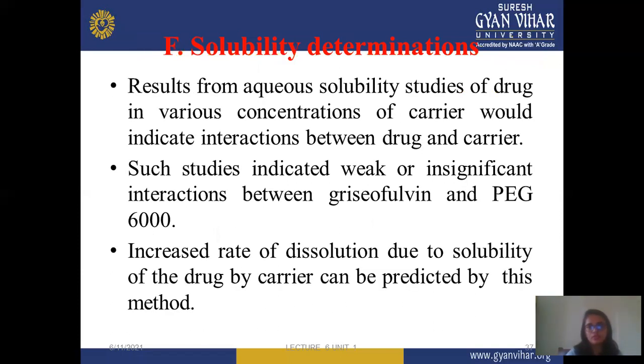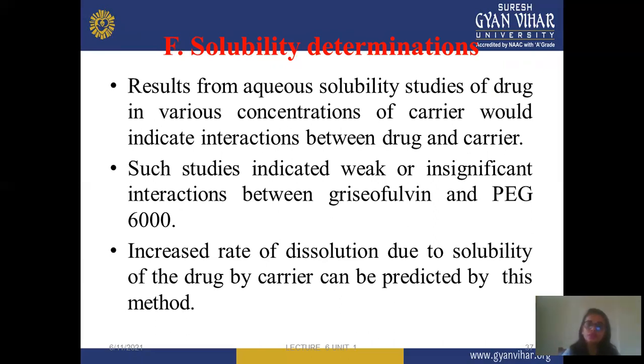Next is the solubility determination method. In solubility determination, results from the phase solubility study of a drug in various concentrations of carrier would indicate interaction between the drug and carrier. Such a study indicates weak and insignificant interaction, and the increased rate of dissolution due to solubility of the drug by the carrier can be predicted by this method. In this method, the example is mainly for weak or insignificant interaction. Examples are griseofulvin and PEG 6000 mainly.